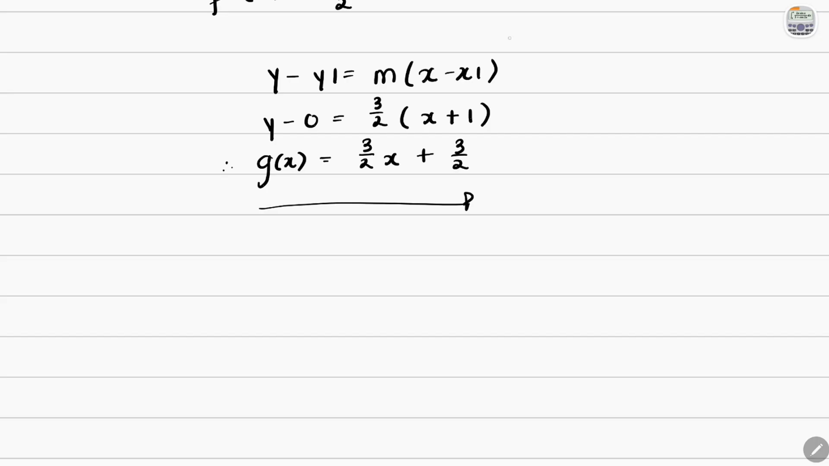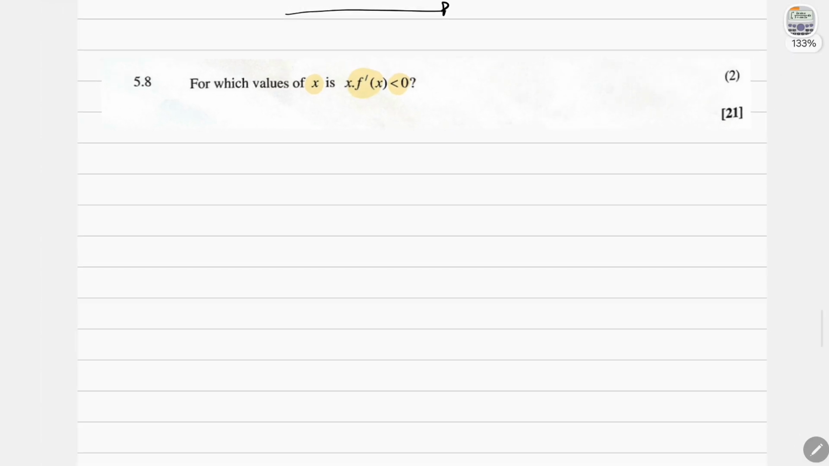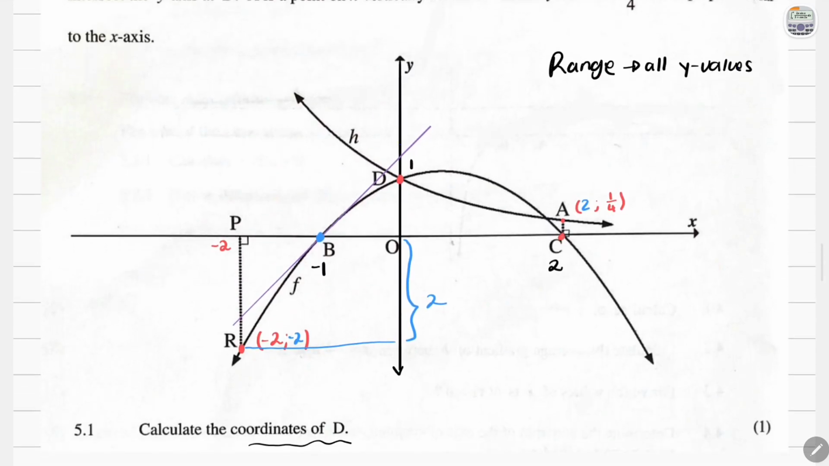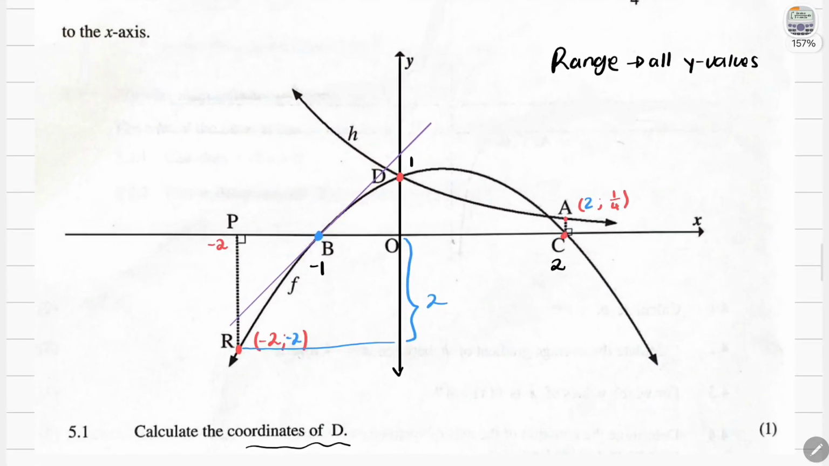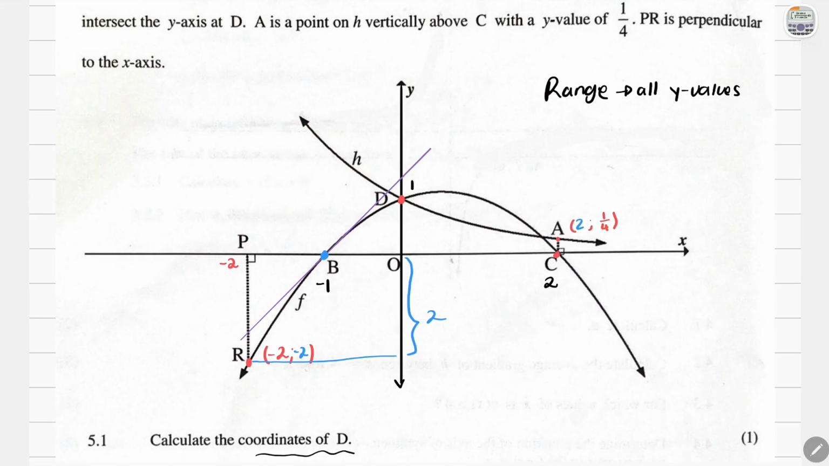Moving on to the next question. Question 5.8 says, for which values of x is x multiplied by f prime of x less than 0? Okay, so we can think about what the graph of f prime of x will look like. And honestly, for this one, we don't really need this part so much, okay? But the graph of f prime of x, because f of x is a concave down parabola, if you derive this, it will give you a straight line with a negative gradient, meaning that that graph is going to move down like that.